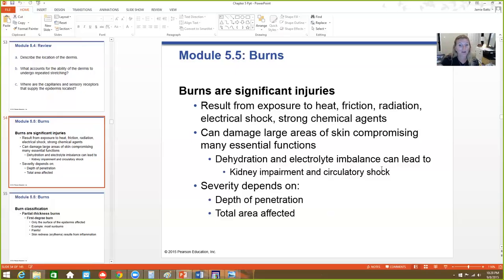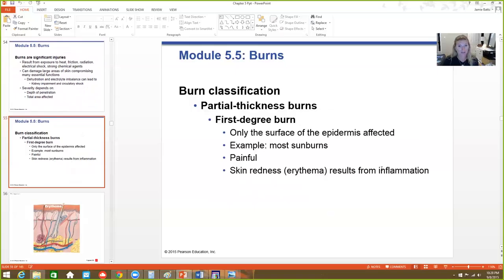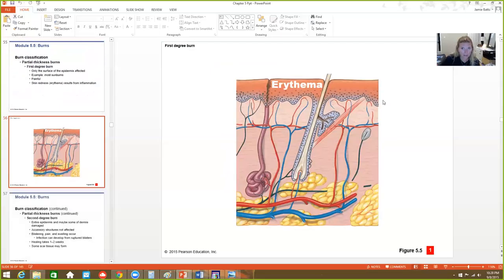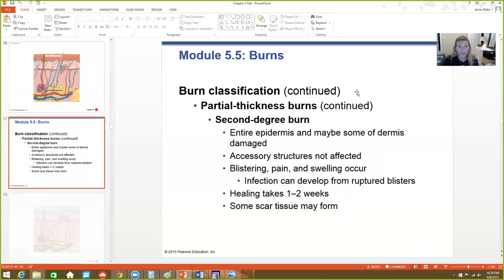The severity of the burn is going to depend on how deep that burn went, how many tissue layers it went into, and the total area that has been affected. So a first-degree burn is like what I have. It's like a sunburn, right? It's just the surface epidermis that's affected. Sunburns, you know, they can be painful. You'll have some redness, maybe some inflammation if it's a really bad sunburn. And it's called erythema, which is just redness basically, but it doesn't go deeper than the epidermis. So that's kind of the key to a first degree burn.